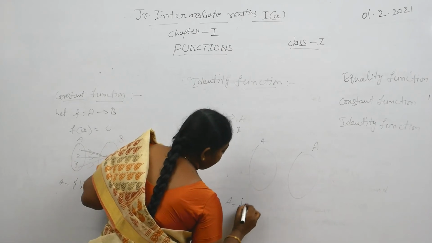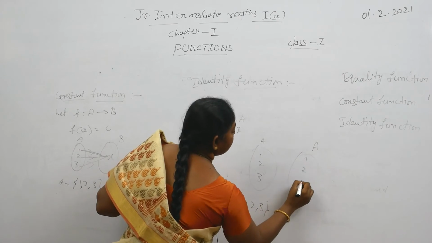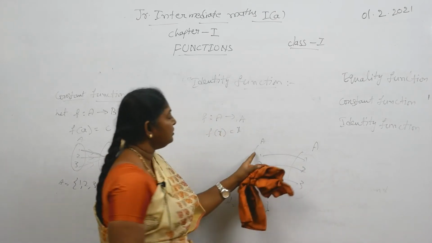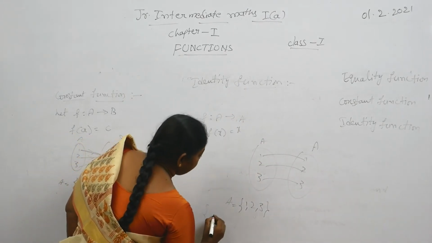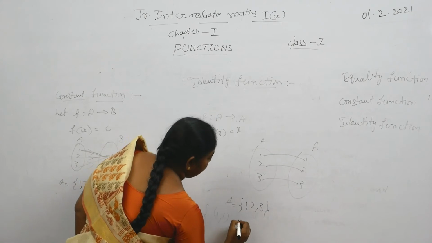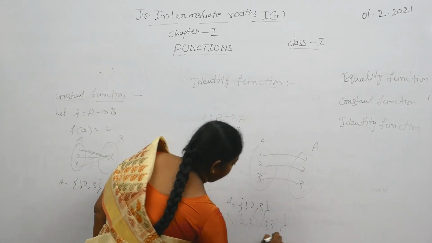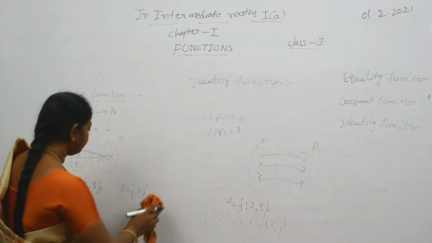Suppose set A equals 1, 2, 3: 1 has image 1, 2 has image 2, 3 has image 3. So this is called an identity function. The identity function equals the ordered pairs (1,1), (2,2), (3,3). So this is called an identity function.